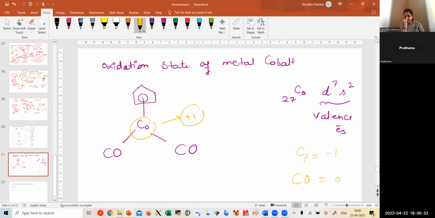Total valence electron of cobalt. Of this complex, the whole complex. 9 plus 4. Nine.